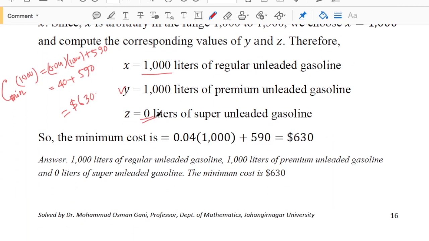So in order to make a mixture of 2000 liters with the cost minimum, the total mixture should contain 1000 liters of regular unleaded gasoline, 1000 liters of premium unleaded gasoline and 0 liters of super unleaded gasoline, and the minimum cost is this.